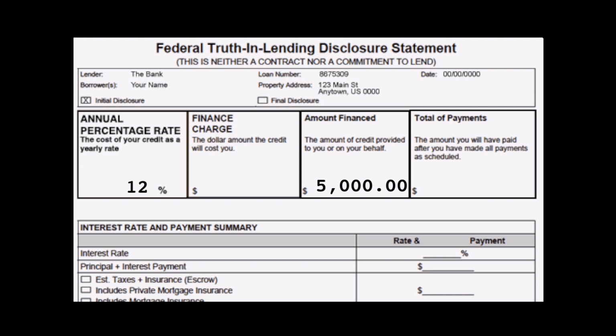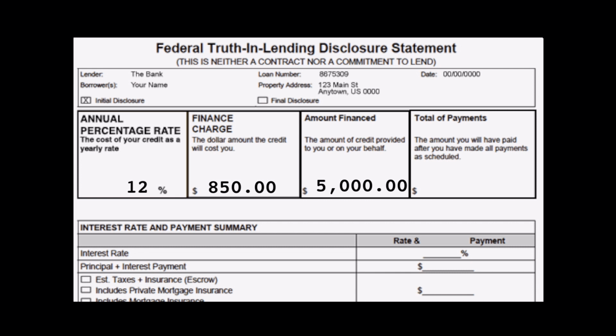Third are finance charges. They include items such as interest, service charges, and loan fees. For example, the finance charge total is $600 in interest and $250 in loan fees and service charges. Lastly, the lender must tell you the total payment. This is the amount you will have paid after making all scheduled payments.